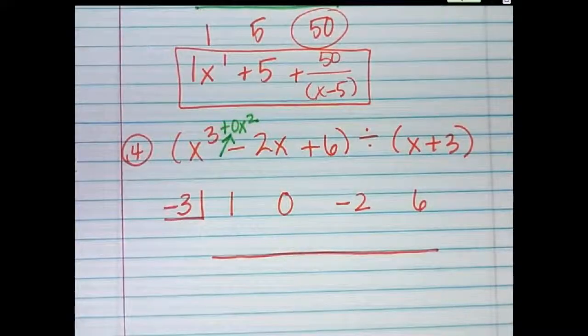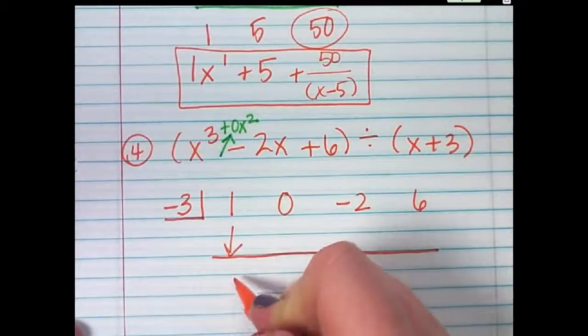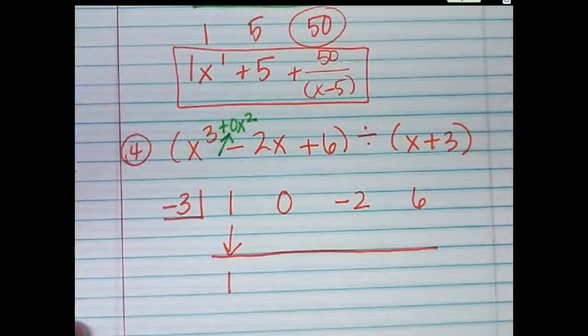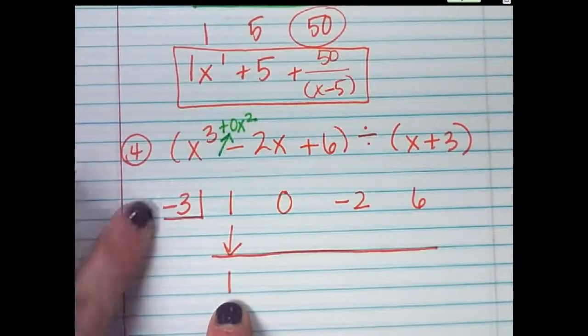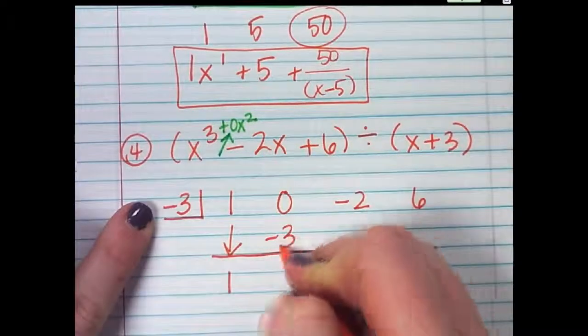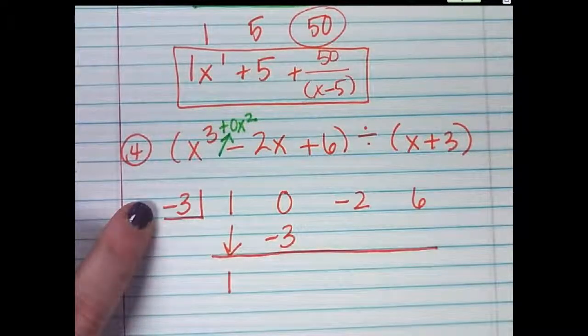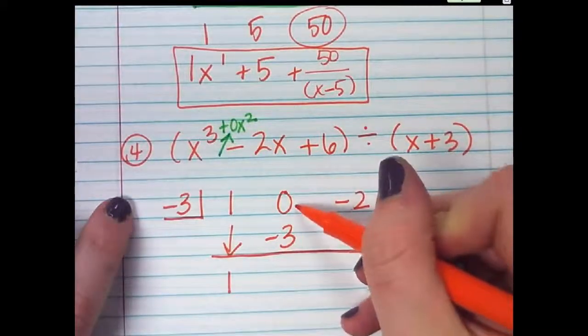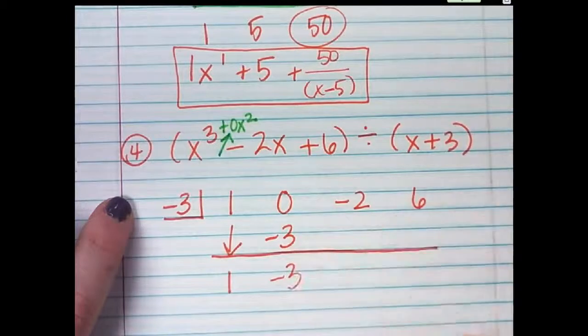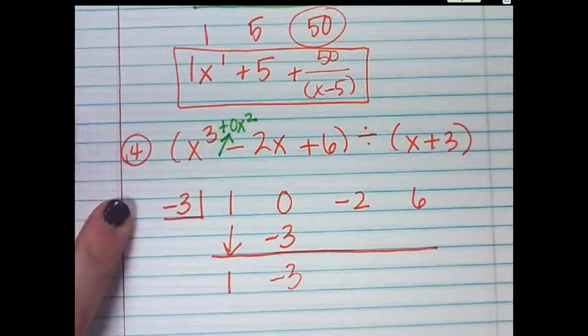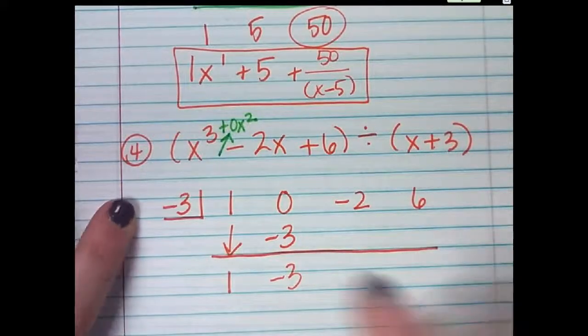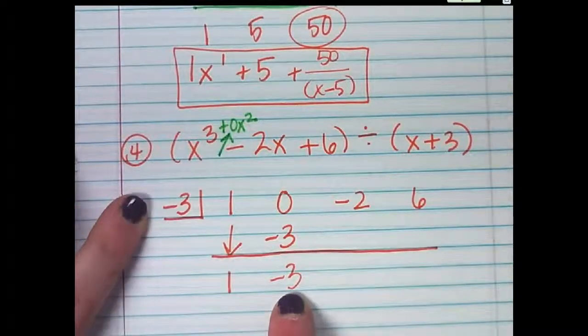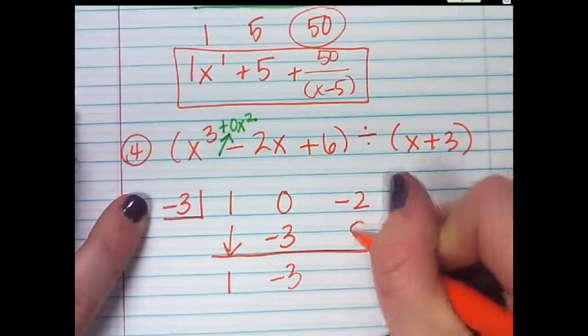And then the same process. So if you were doing long division on this one, it just gets really lengthy. So this is a nice shortcut. Bring down the 1, and then multiply. 1 times negative 3 is negative 3. This is just adding 0 plus negative 3, negative 3. And then multiply again. Negative 3 times negative 3 is positive 9.